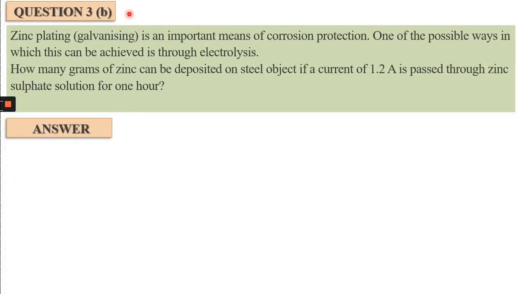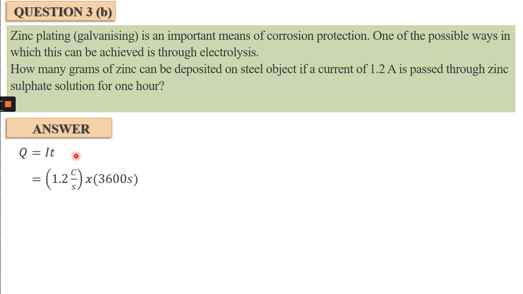Moving on to question 3B. Zinc plating or galvanizing is an important means of corrosion protection. One of the possible ways in which this can be achieved is through electrolysis. How many grams of zinc can be deposited on a steel object if a current of 1.2 ampere is passed through zinc sulfate solution for 1 hour? To start solving this question, students need to use Faraday's law of electrolysis equation, which is Q equals IT. I being the current and T being the time in the unit of seconds.